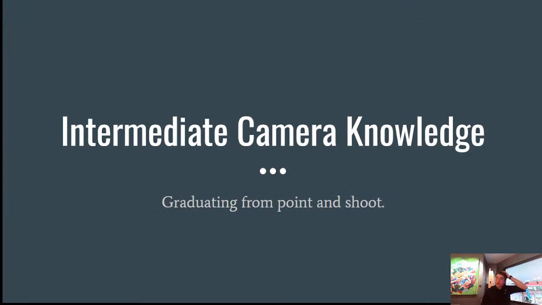But we're now graduating from our point and shoot from our first video, which was really just going over how to use the camera with an automatic setting. And now we're going to really get into depth about how you can go about using things like your aperture priority or your shutter priority or even full manual if you choose so.